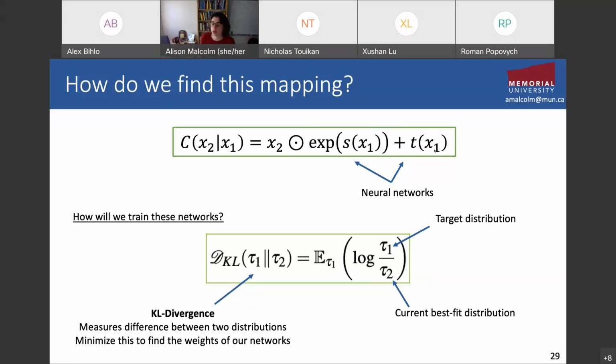And what is typically used in normalizing flows, we didn't come up with this, of course, is the KL divergence. So this is a way of measuring the difference between two distributions. And we're going to minimize this to find the weights in our network. Okay, so that's our goal. We're going to train two networks for each of our flows, and we're going to train them so that we're matching these two distributions to each other.